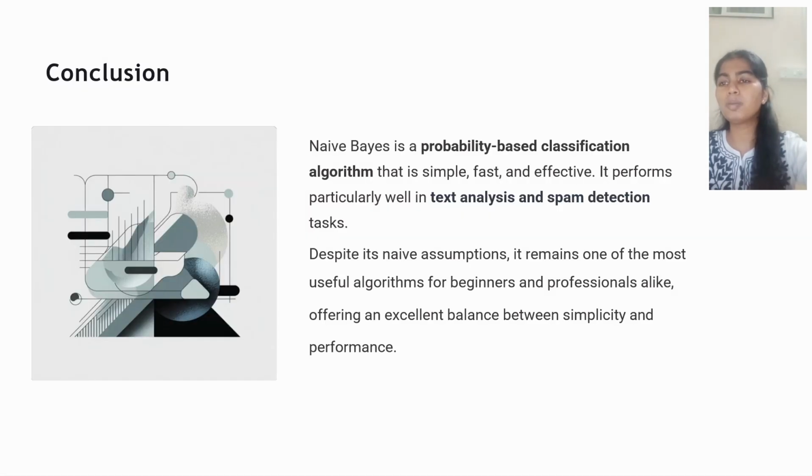To conclude, Naive Bayes is a probabilistic and supervised learning algorithm that is simple yet powerful. It is based on Bayes' theorem and the assumption of feature independence, making it computationally efficient and easy to implement. While it has some limitations, it performs well in text-based and real-time classification tasks, which makes it one of the most practical algorithms in machine learning. Thank you.